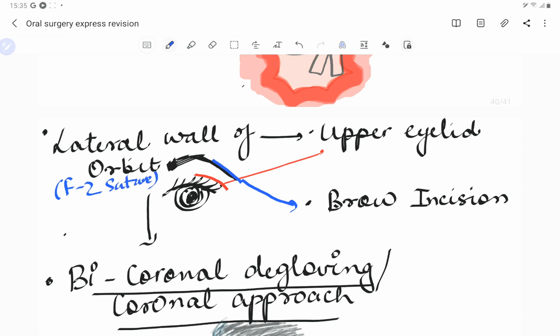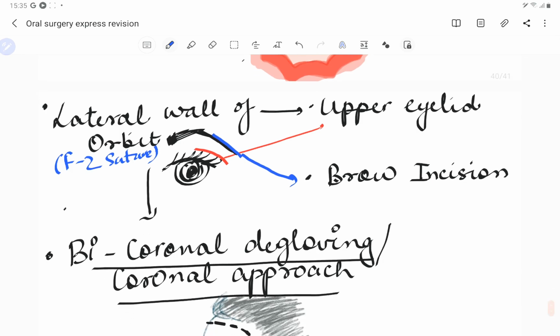Right, in case of say Lefort 3 fracture. But here what happens, we are going along the superior border of the lateral eyebrows. But what happens after surgery, there is a visible scar and there can be a loss of hair associated. So usually females do not go for this approach.